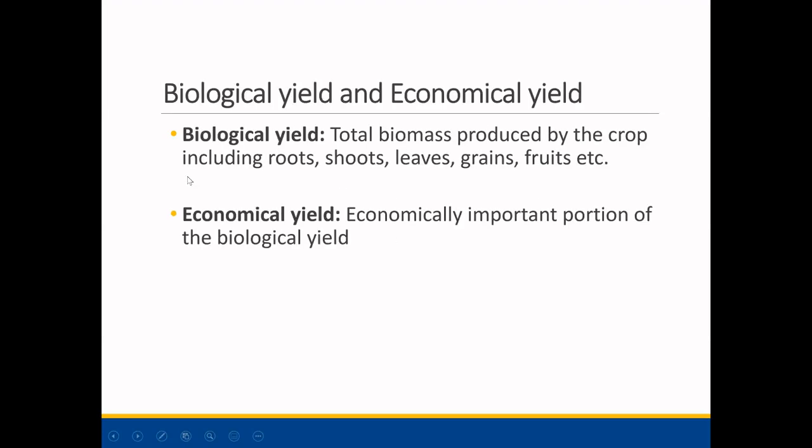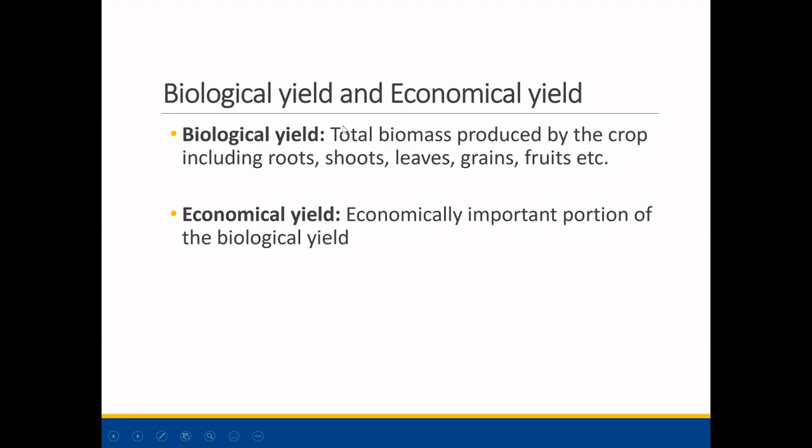Okay, then there's something called biological yield and economical yield. You should know this because we will be studying a parameter called harvest index. We will be talking about harvest index for different varieties of rice. So you should know that the yield components can be of two types, and you can differentiate them as biological and economical.